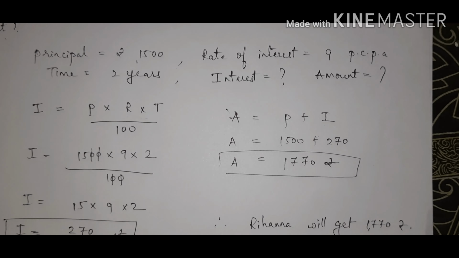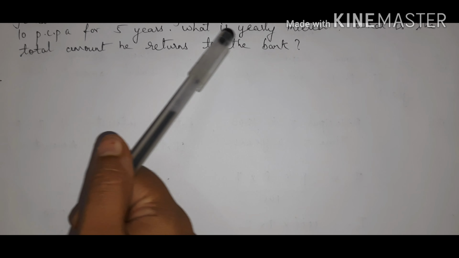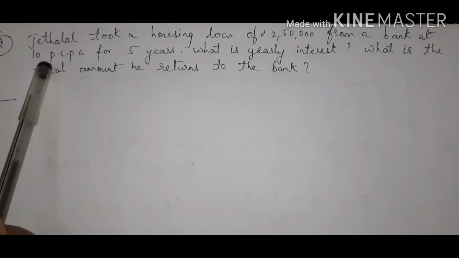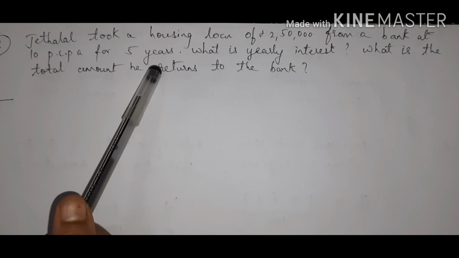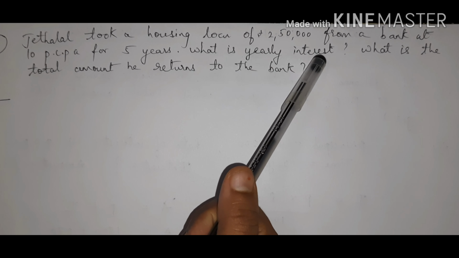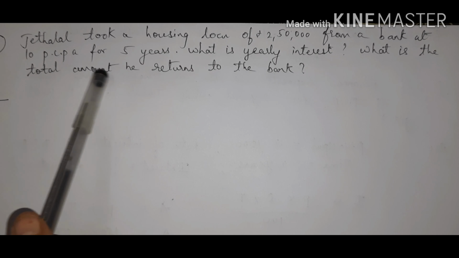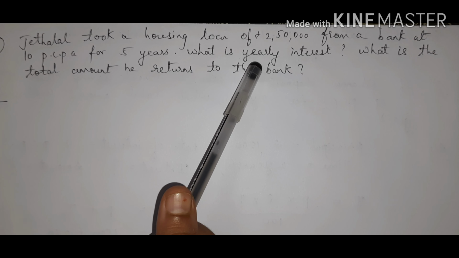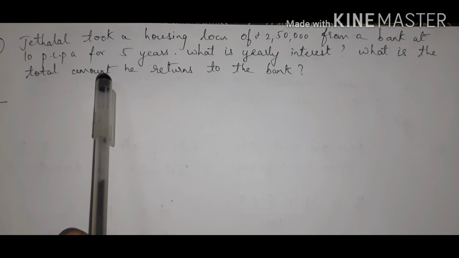Now let's move to our second sum. The second sum is: Jethalal took a housing loan of rupees 2,50,000 from a bank at 10 PCPA, for 5 years. What is the yearly interest? The first question is what is your yearly interest? The second question is what is the total amount he returns to the bank? So here you have to find out interest and you have to find out amount also.